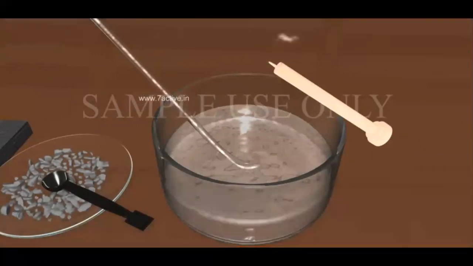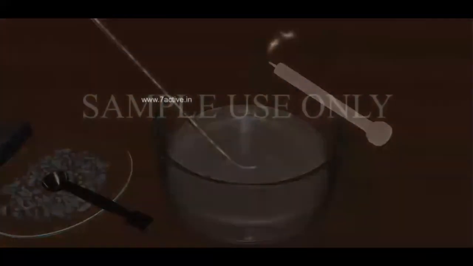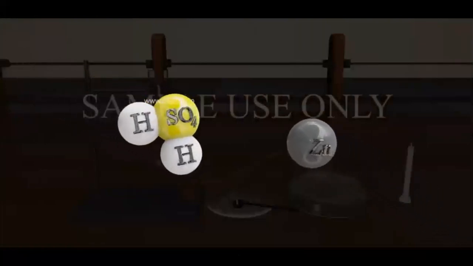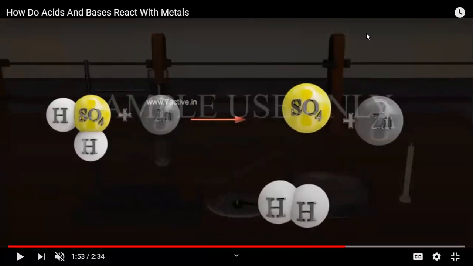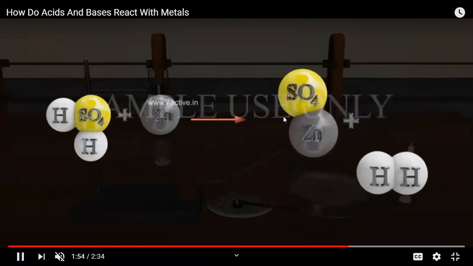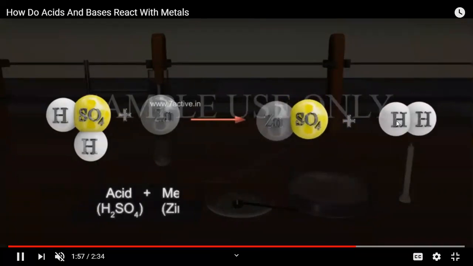Now, how do we represent this particular reaction in chemical form? So we have taken H2SO4 and zinc. There will be a simple single displacement reaction. Since zinc is more reactive than hydrogen, it will replace hydrogen and form ZnSO4 plus H2 gas evolved. Now this is the basic general equation for the reaction. That is, when acid reacts with metal, it forms salt plus H2 gas is evolved.